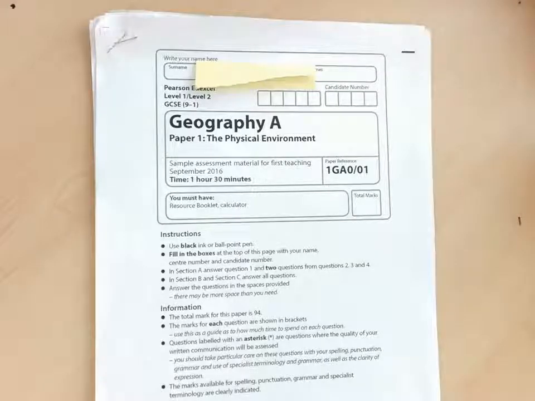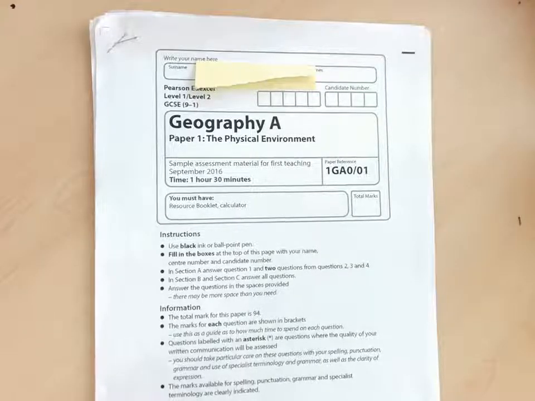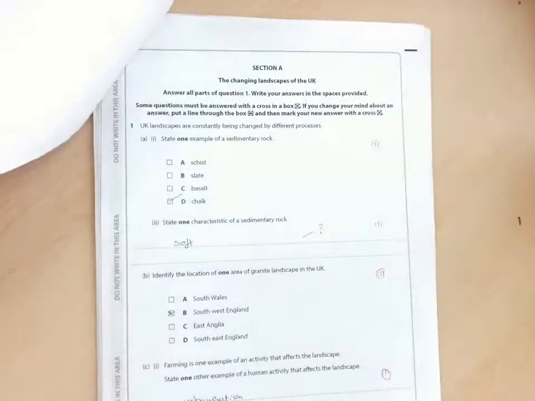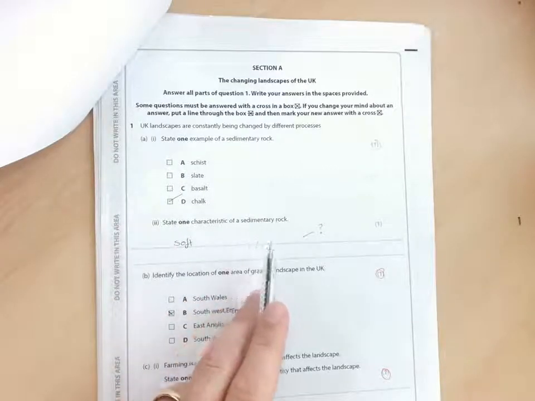So Laura's done a past paper, I'm going to run through it now. She's marked it herself, so she sorted out some of the multiple choice questions. State one characteristic of a sedimentary rock.